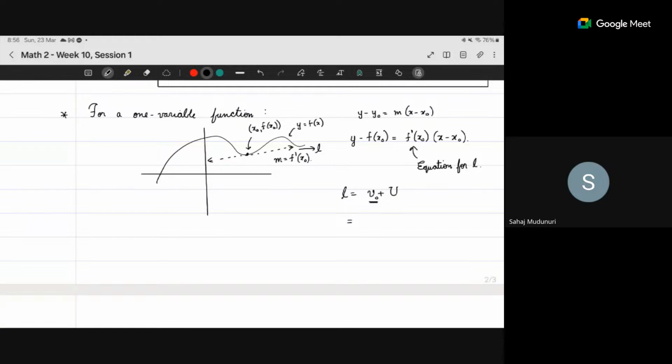The V naught is not unique. Anything that passes through the affine subspace, we can take as V naught. So we have one such point: x naught comma f of x naught. We know this passes through the affine subspace that we want to define.